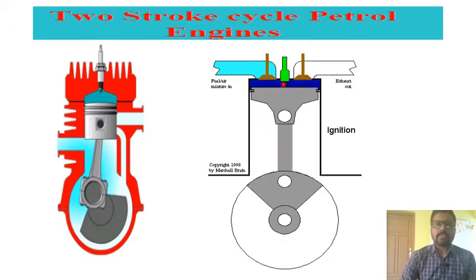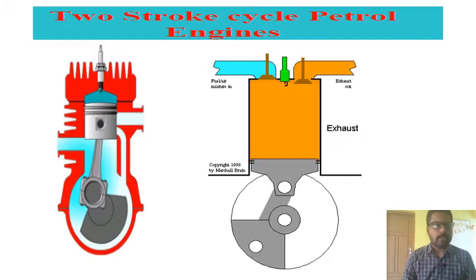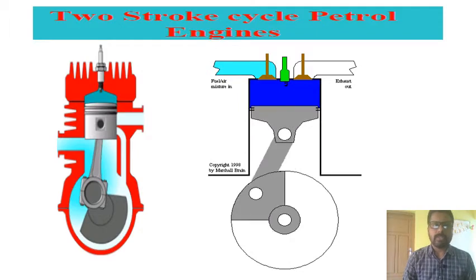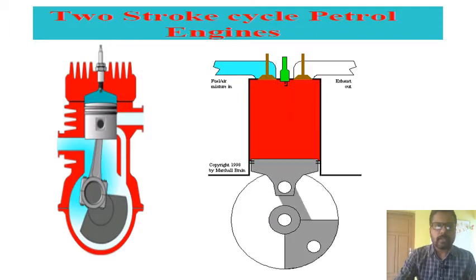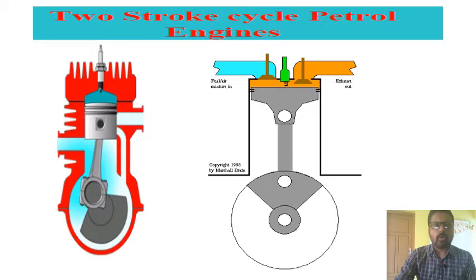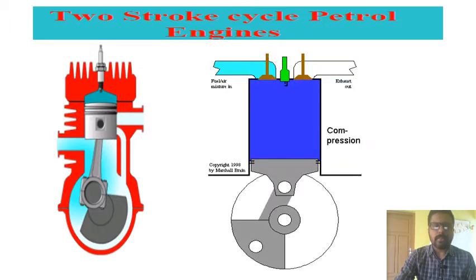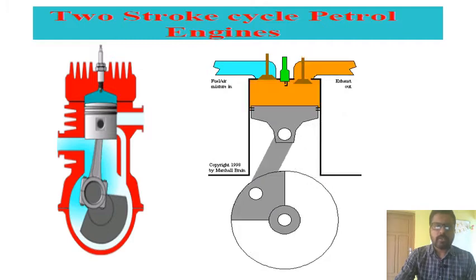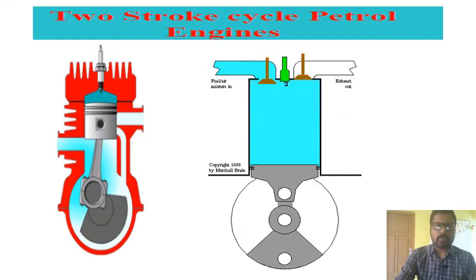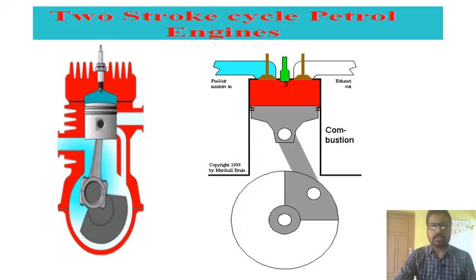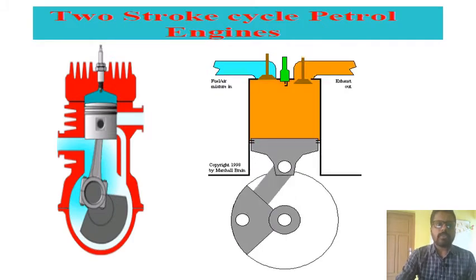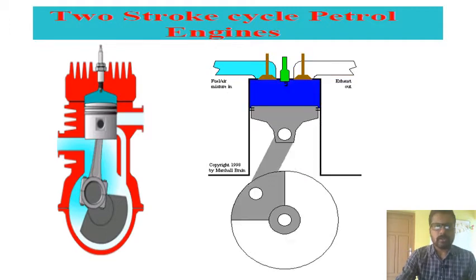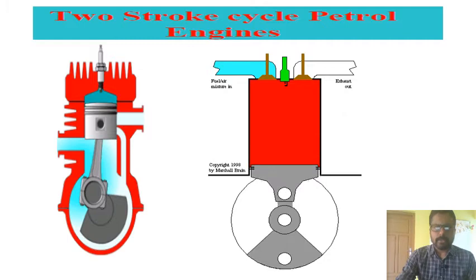Here the fuel used is petrol. That is why it is called a petrol engine. 2 stroke means, once again I am repeating, all the operations are carried out in 2 strokes of the piston. Stroke means movement. From top to bottom, 1 stroke. Bottom to top, another stroke. So all the operations are carried out in 2 strokes or 2 movements of the piston. Then it is called a 2 stroke engine.